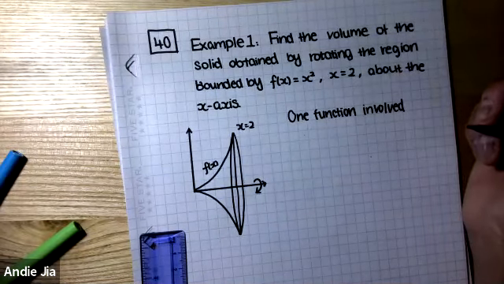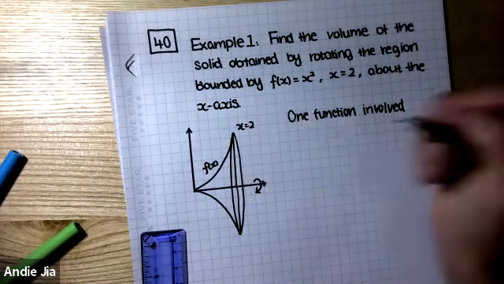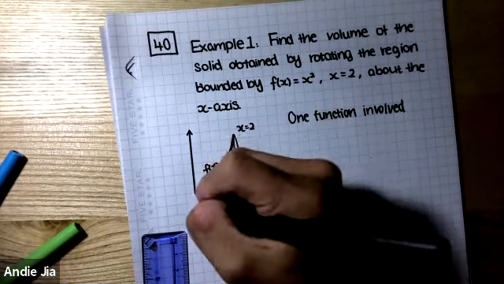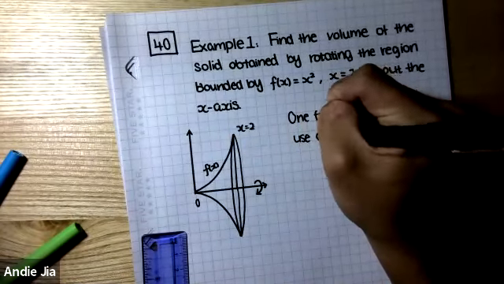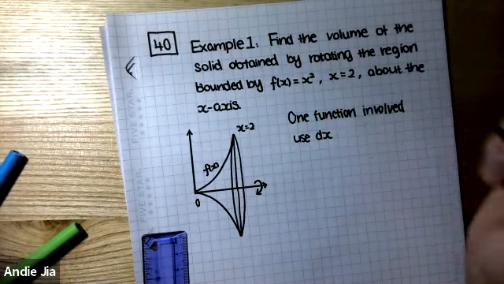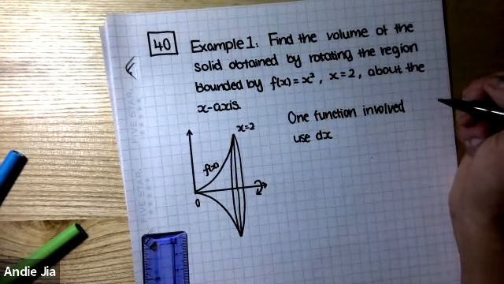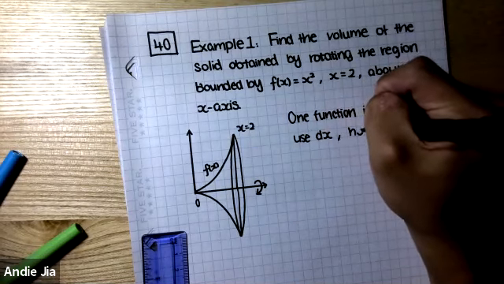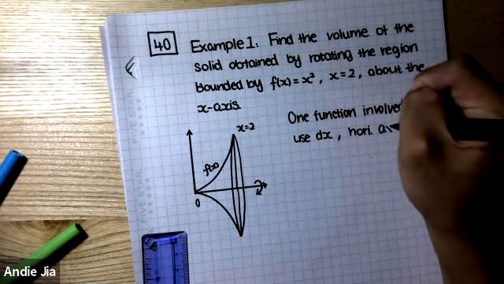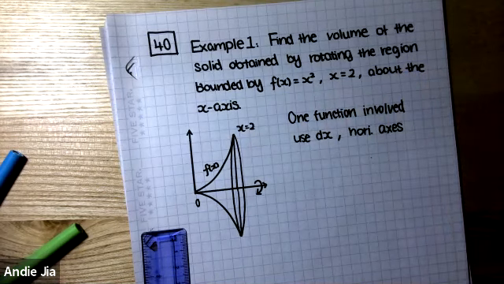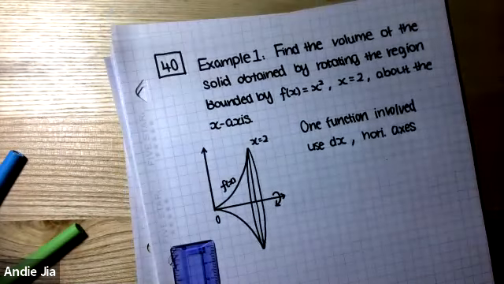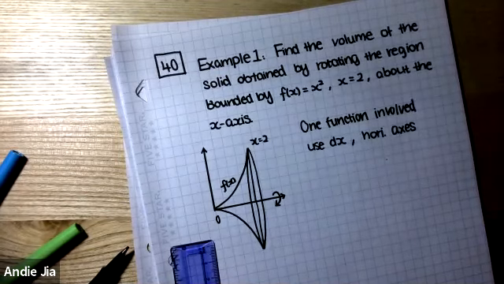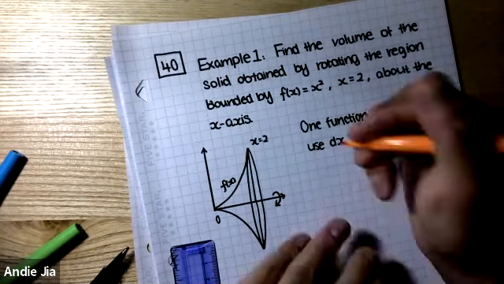So what we have here is x from 0 to 2, using dx, because they're all in terms of x. It is a horizontal axis of rotation. The radius is just the function itself. It's another type of volume, with one function involved.